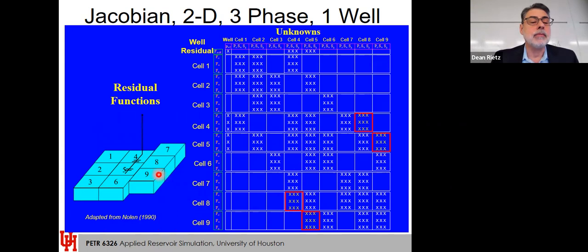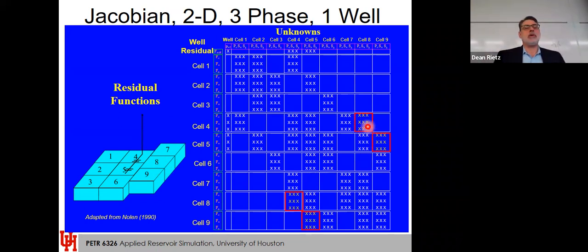And 5 still talks to 8, which it did before. And 5 talks to 4. Still had that before. And 8 talks to 4. So now 8 talks to 4. Before, 8 and 4 were not talking to each other, right? So just by having this little shift, we now add some elements to our matrix that we didn't have before.